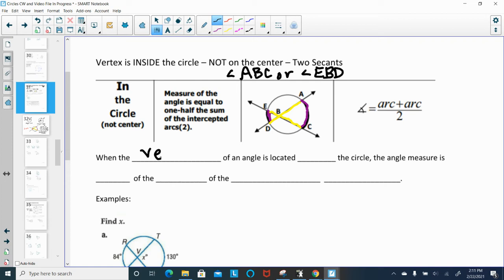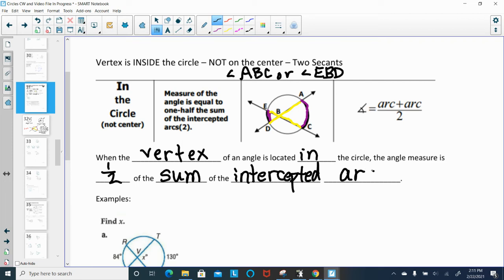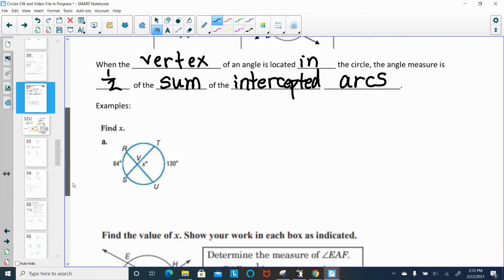So when the vertex of an angle is located in the circle, but not on the center, the angle measure is half of the sum of the intercepted arcs. Remember, sum is adding. And when they say intercepted, that's just where the angles touch the circle. Okay, so let's take a look at a couple of examples before we come back together.